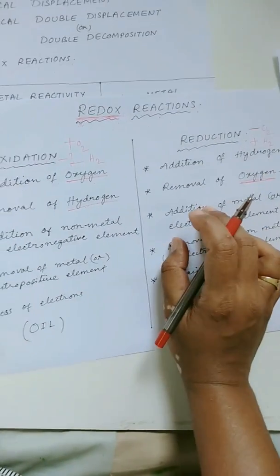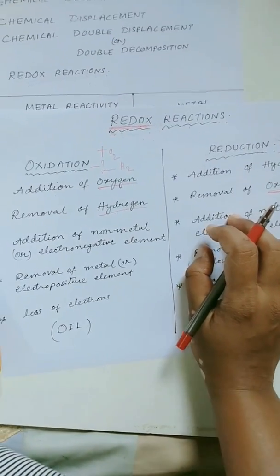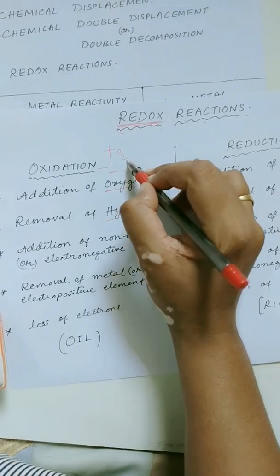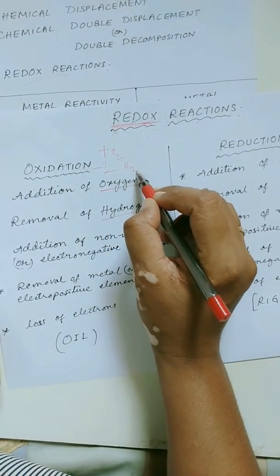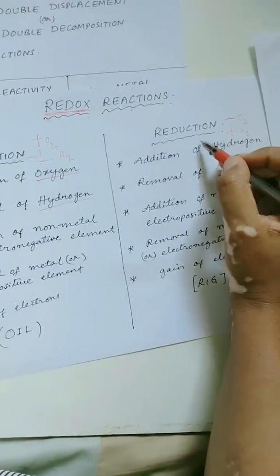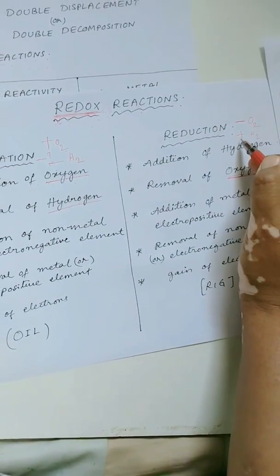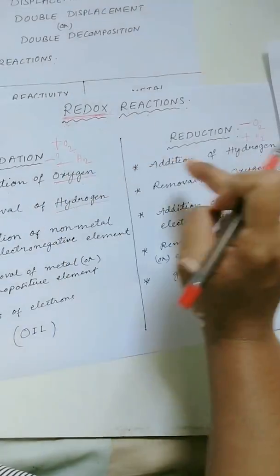Can you remember this in a better manner? Like this? What is oxidation? Addition of oxygen and removal of hydrogen. Whereas reduction is removal of oxygen and addition of hydrogen. Quite opposite, isn't it?